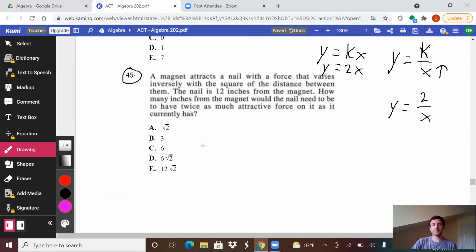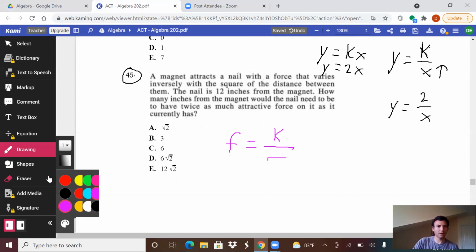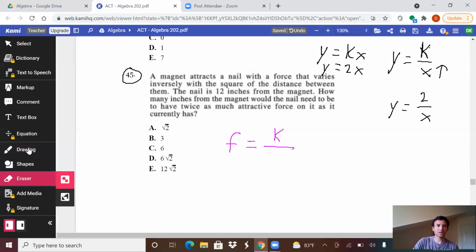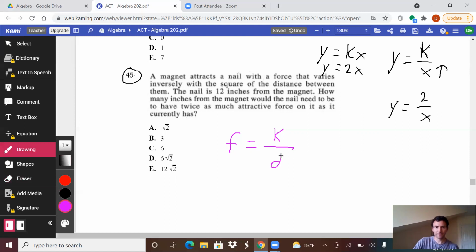So let's set this one up. It says a magnet attracts a nail with a force that varies inversely with the square of the distance between them. Okay, so let's look at this. We have k, and it's inverse. So force is our output, and our input is going to be in the denominator, the square of the distance between them. So that means we're going to take the distance and we're going to square it.